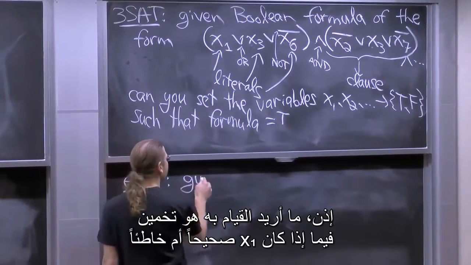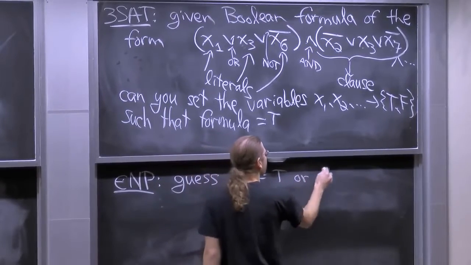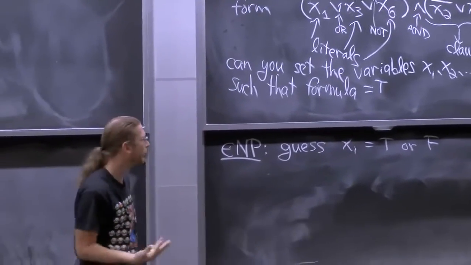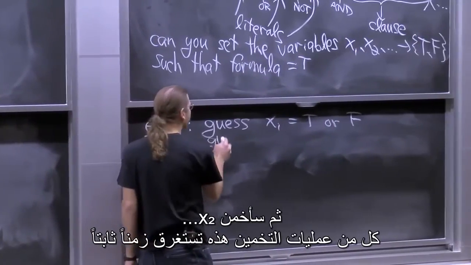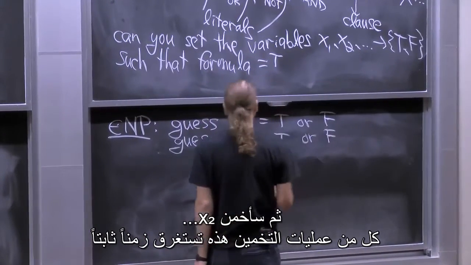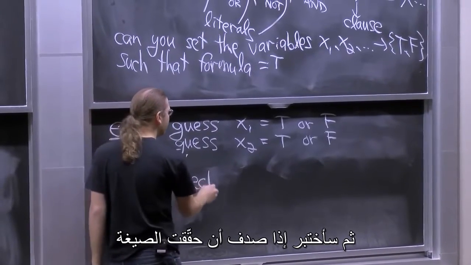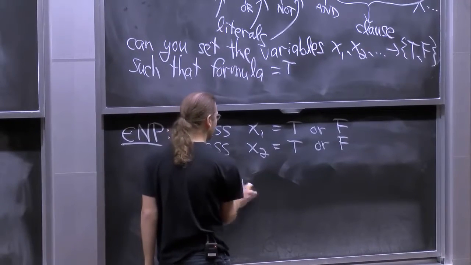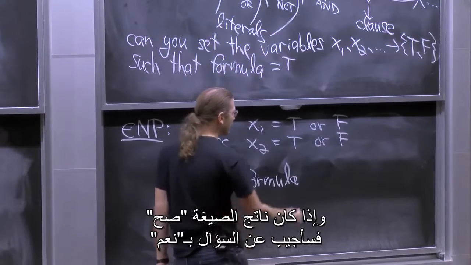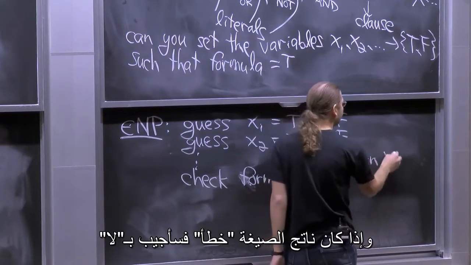What I'm going to do is guess whether x1 is true or false. So I have 2 choices, and I'm going to ask my machine to make the right choice, whether it should be true or false. Then I'll guess x2. Each of these guess operations takes constant time. So I do it for every variable. And then I'm going to check whether I happen to satisfy the formula. And if it comes out true, then I'll return yes. And if it comes out false, I'll return no.